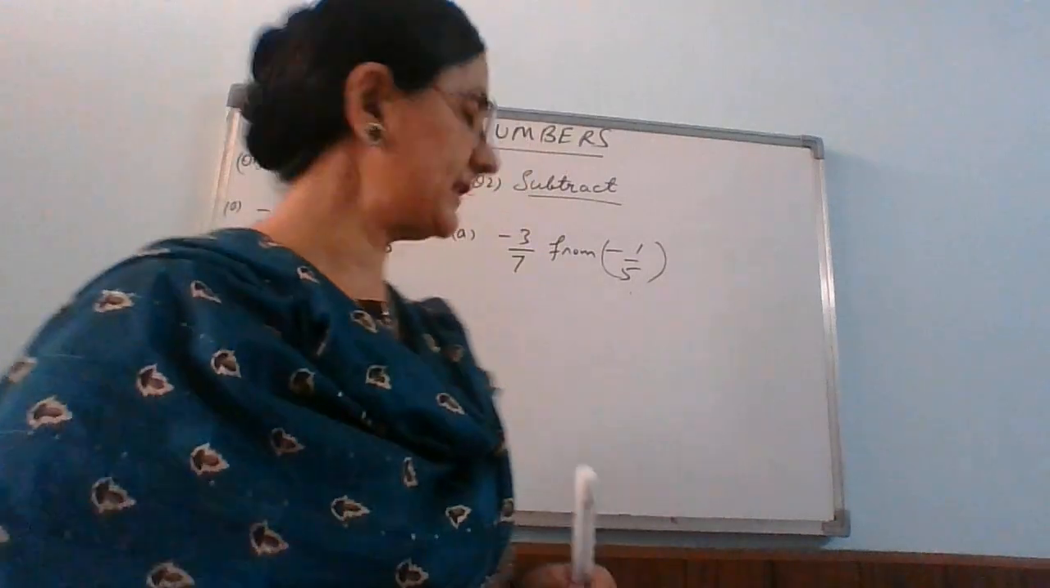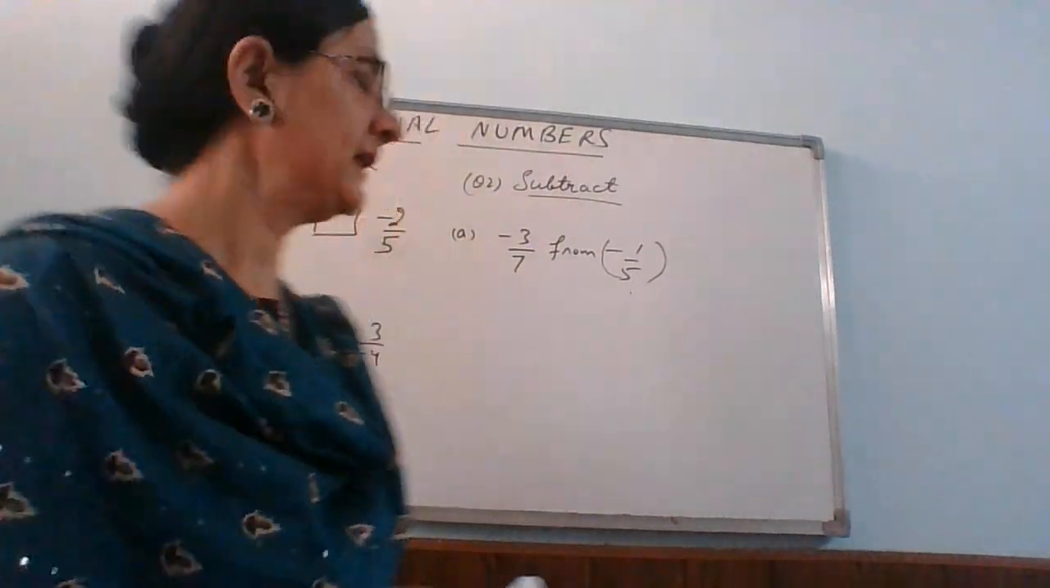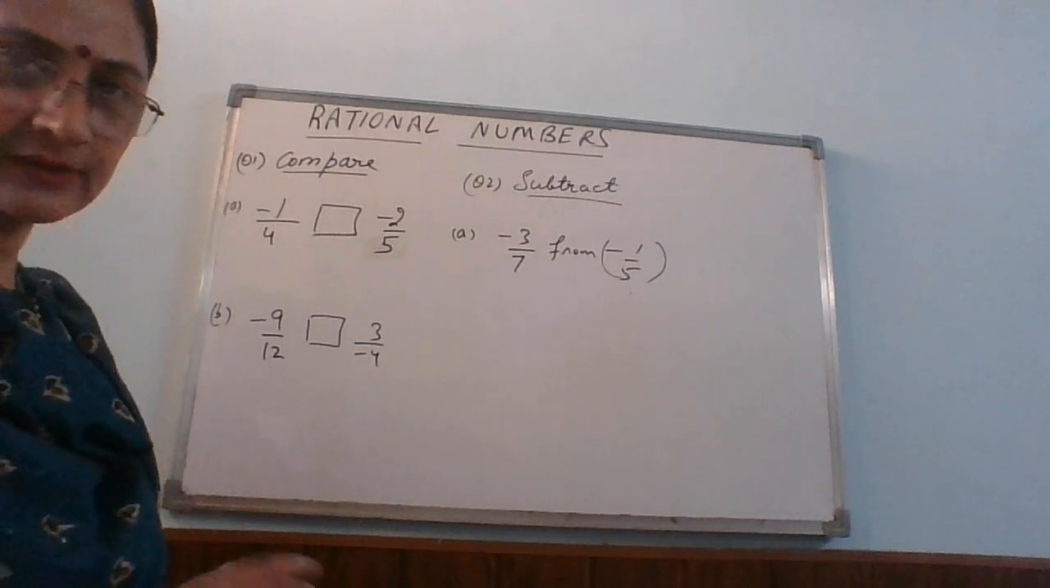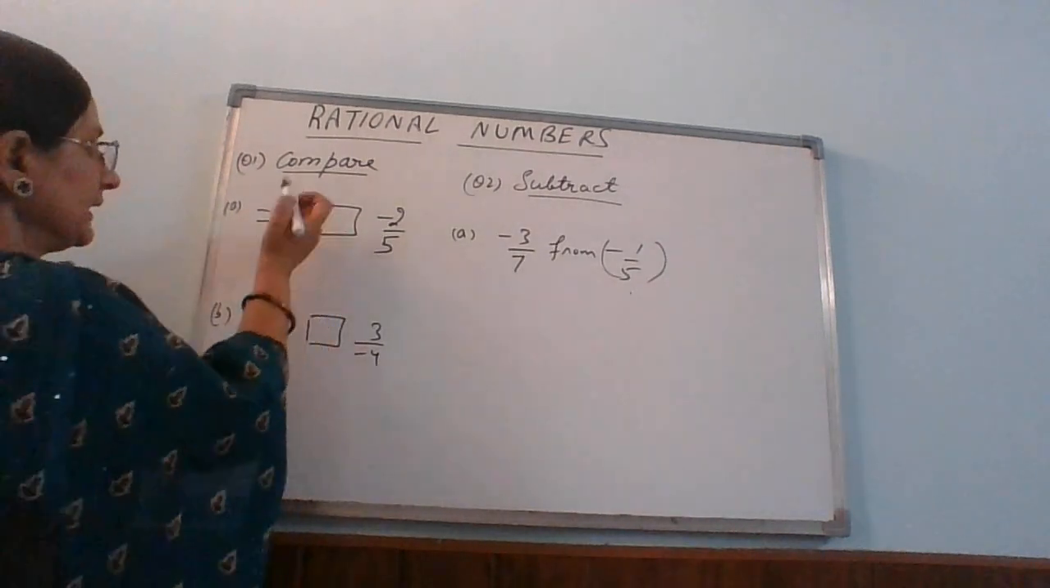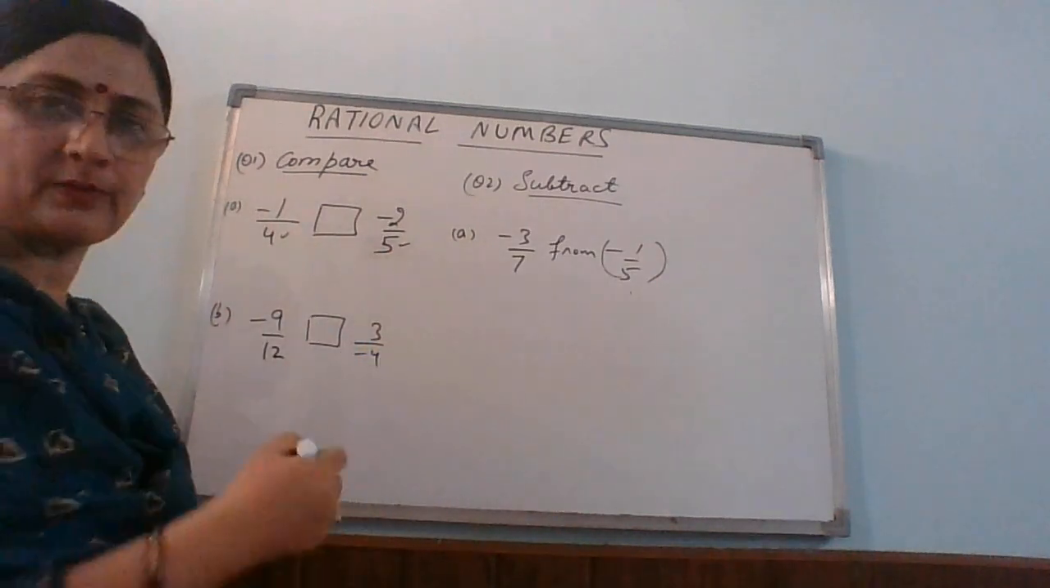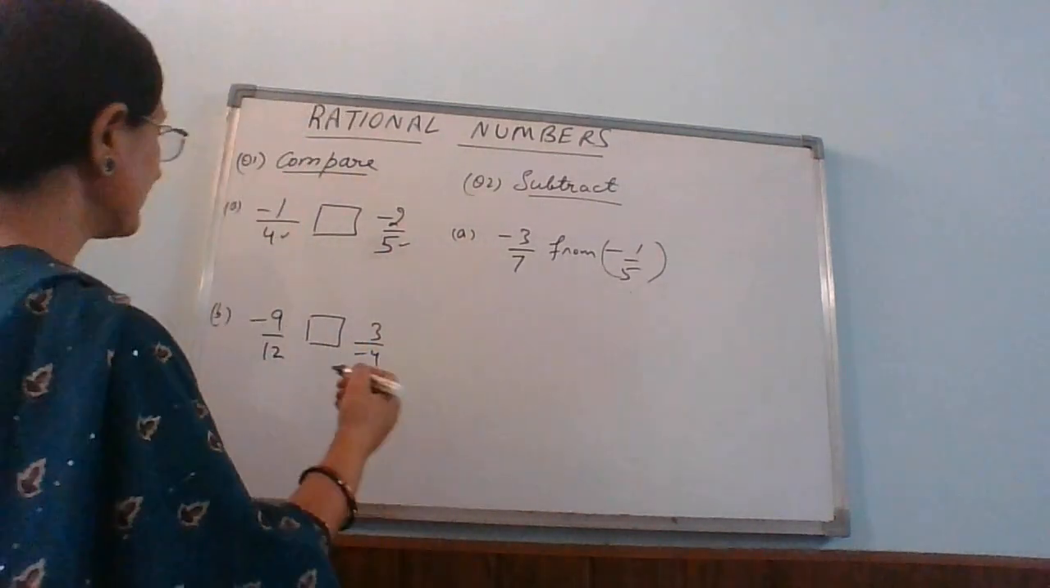Okay, children, now let us take some examples, some questions, right? Now, how to compare rational numbers, right? Rational numbers are fractions only, you might be knowing. If you have to compare these two numbers, as the denominators are different, you have to take the LCM and you have to make them the same.